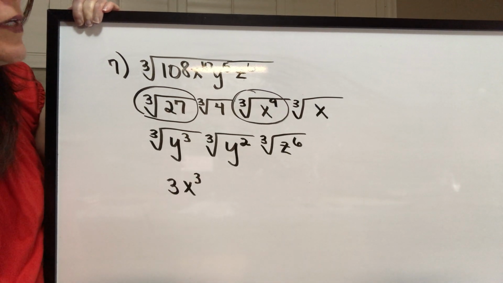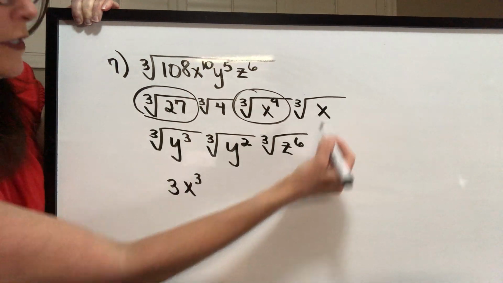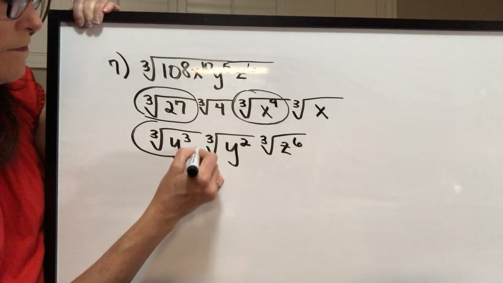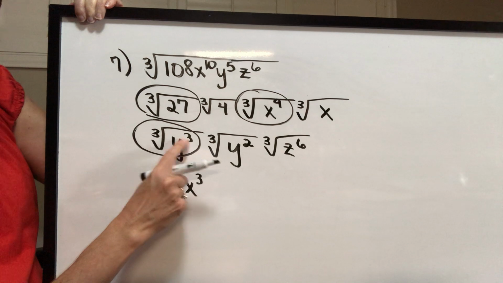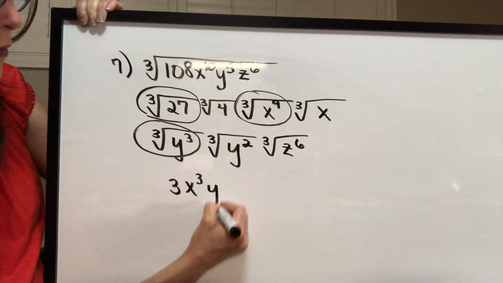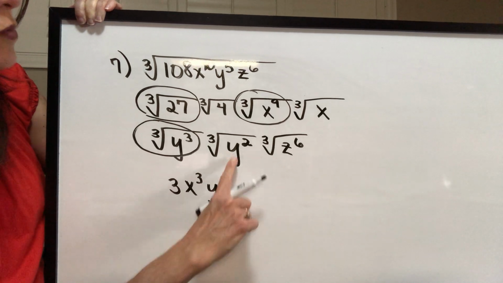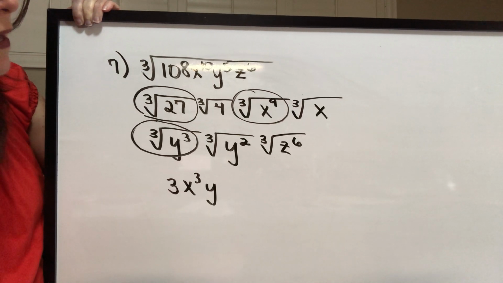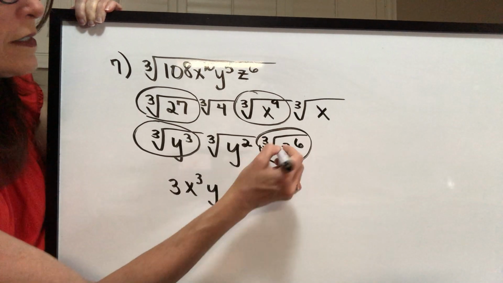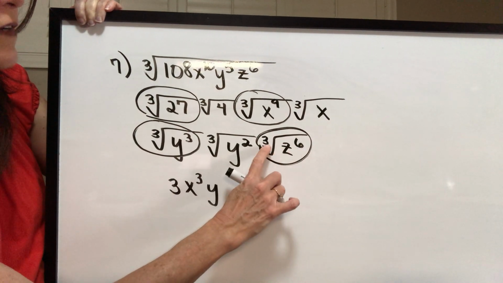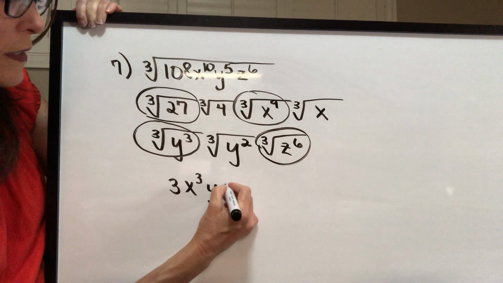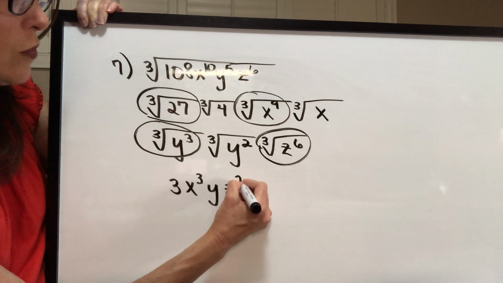9 divided by 3 is 3. This one is not perfect. This one is, though. So if you divided 3 by 3, you would get 1. So that would be like y to the first power. You wouldn't write the 1. This one is not perfect. And then the final one, that z to the 6, that is perfect because 6 divided by 3 would be 2. So you would put z squared.